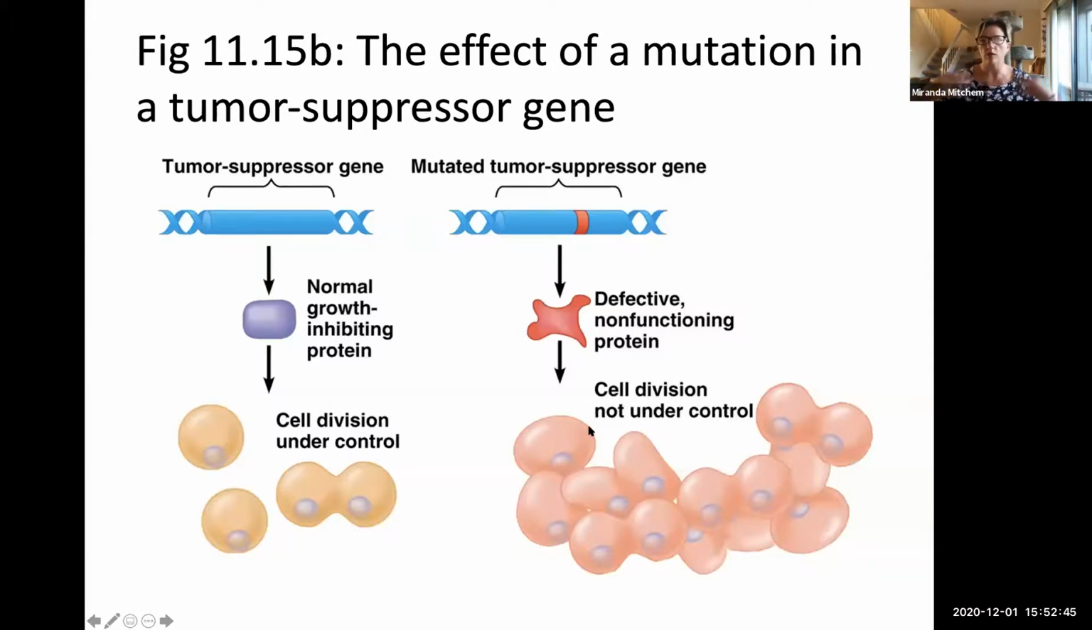So the cells grow and grow and grow. They typically are bigger than normal cells. So that's one example of how they grow. They grow bigger, but then we have many of them that are growing in an uncontrolled manner. So this is what happens when tumor suppressor genes are non-functional due to a mutation.